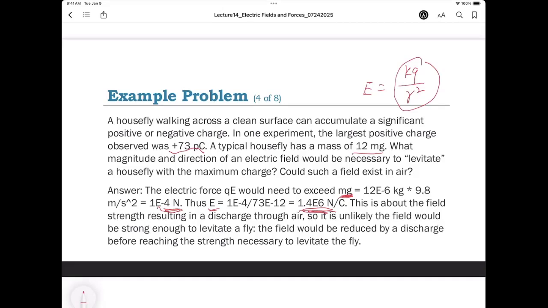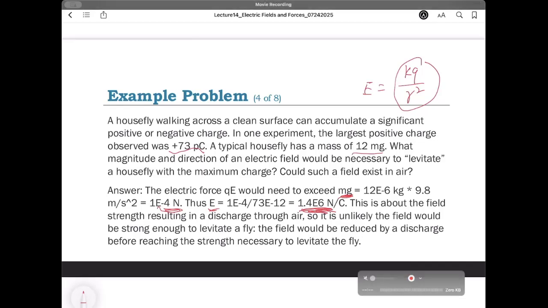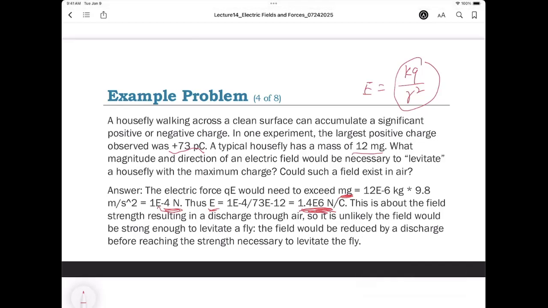You can see here, it's not strong enough. The field would be reduced by a discharge before reaching the strength necessary to levitate the fly. That makes sense to you? You can try to resolve this problem step by step. If you have any questions, just let me know. This is just some hints.